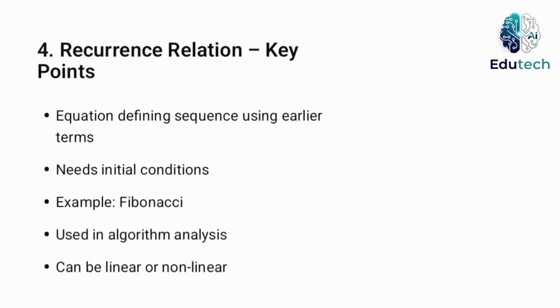What is a recurrence relation? A recurrence relation is an equation that defines each term of a sequence as a function of its preceding terms. It provides a way to generate sequences step by step. For example, the Fibonacci sequence is defined by the recurrence relation F(n) = F(n-1) + F(n-2) with initial conditions F(0) = 0 and F(1) = 1. Recurrence relations are important in analyzing algorithms and solving counting problems.